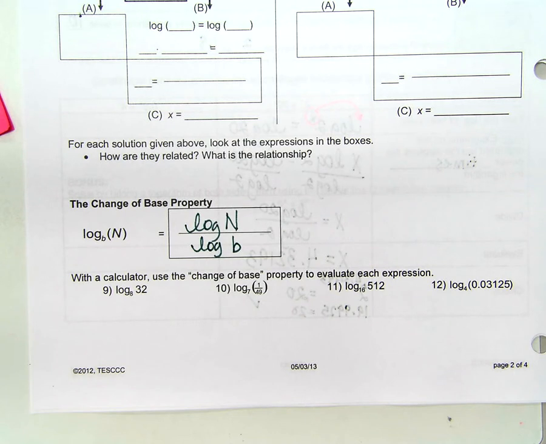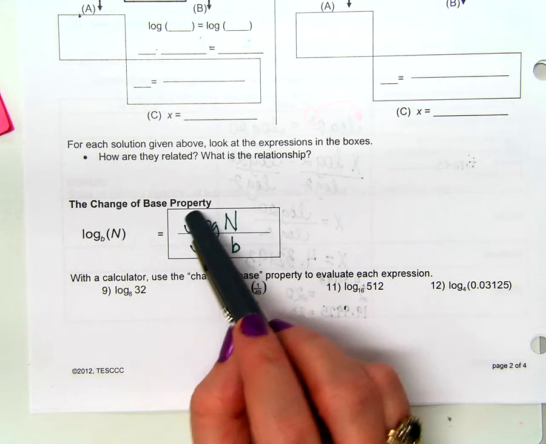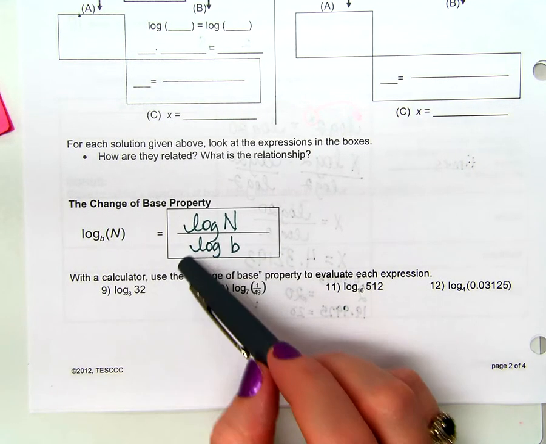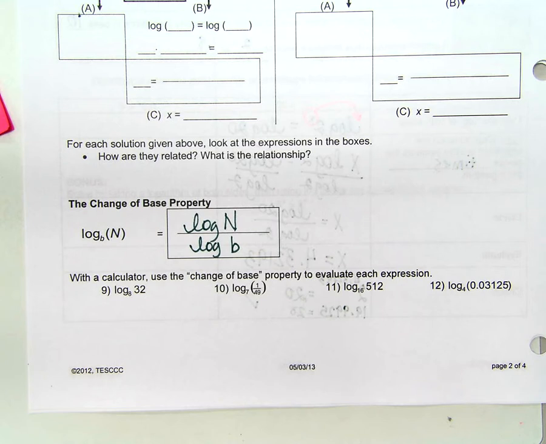Now, some people get confused about which one goes in the numerator and which one goes in the denominator. Can you think of any way that... n would be the numerator and b would be the base, so the bottom, right? They don't always have n's and b's. You just have to remember that this is the argument, so it's going to go in the numerator, and the base is going to go in the bottom of the fraction, or the denominator.